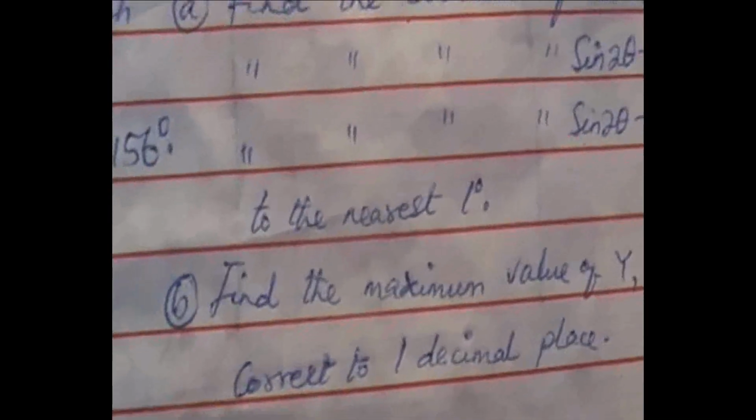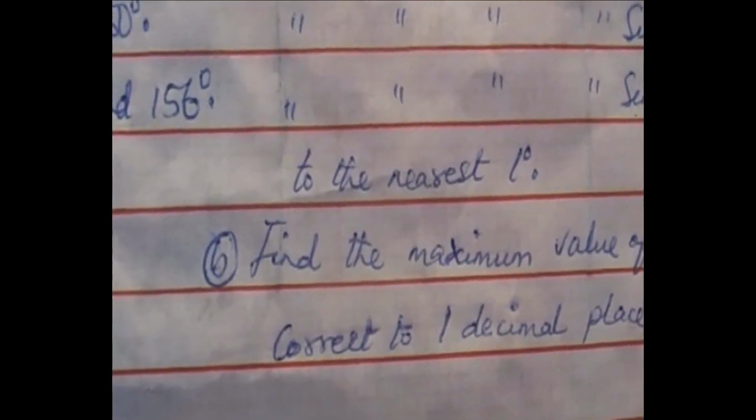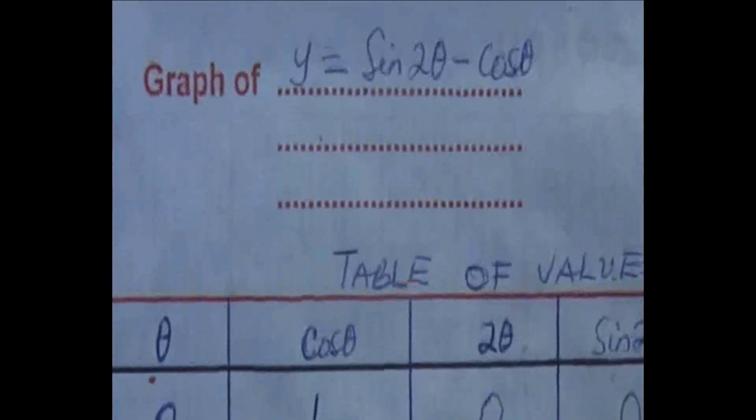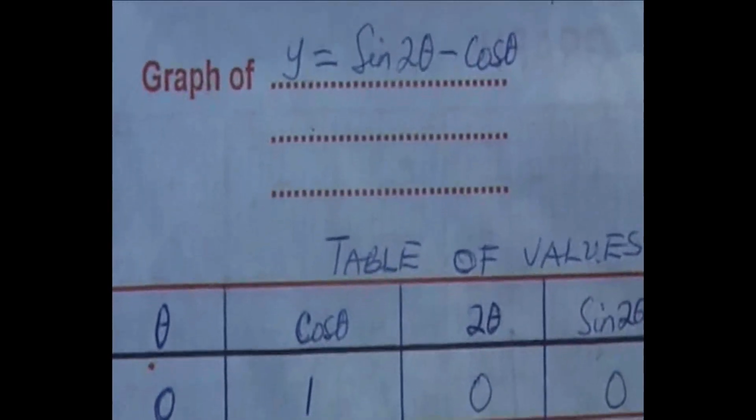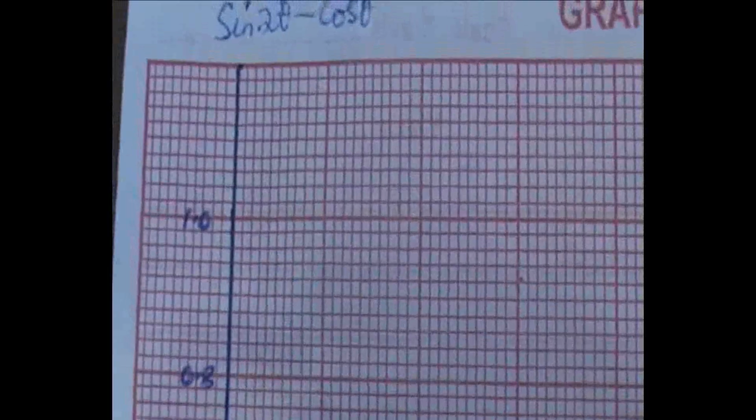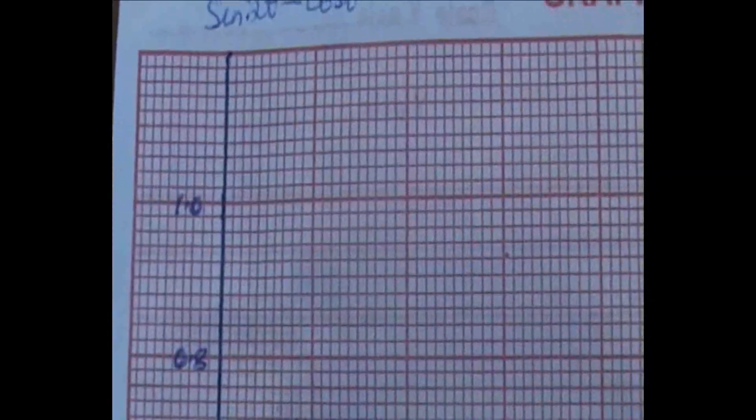So let's go to question number B. Question number B says we should find the maximum value of y correct to 1 decimal place. Remember that y is equal to this statement, of which we plotted the graph. Y is equal to sine 2 theta minus cos theta. And we plotted sine 2 theta minus cos theta on the y-axis.